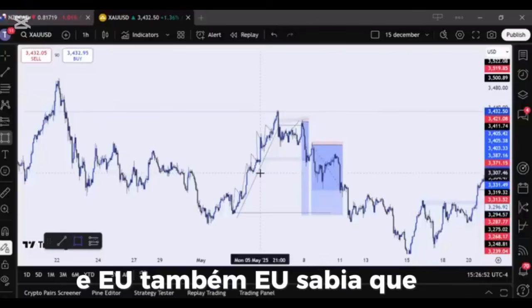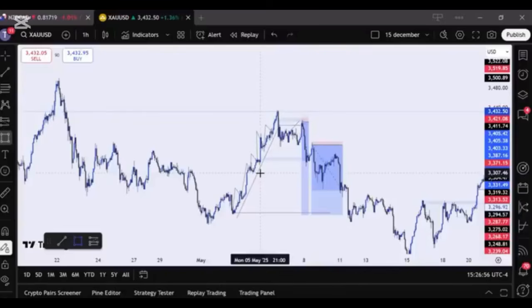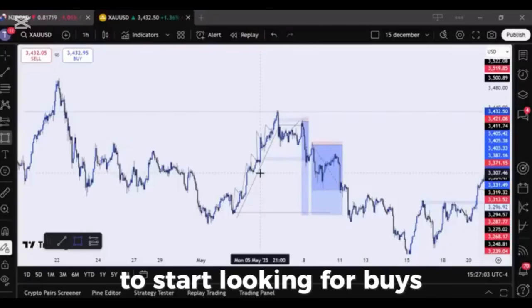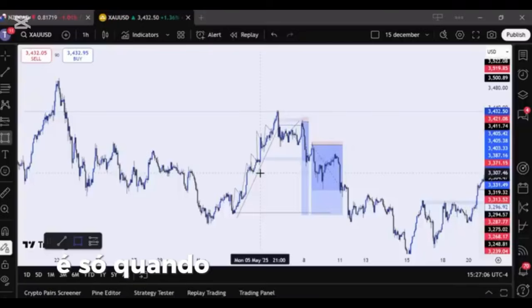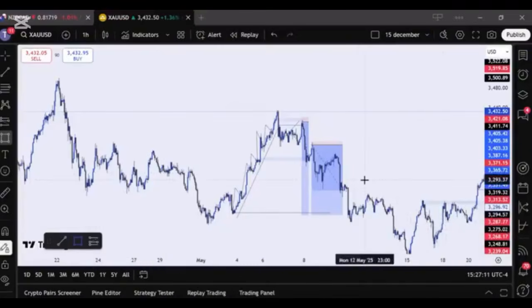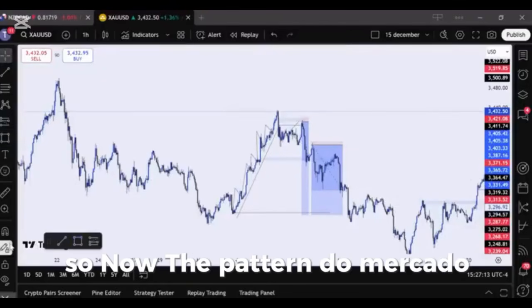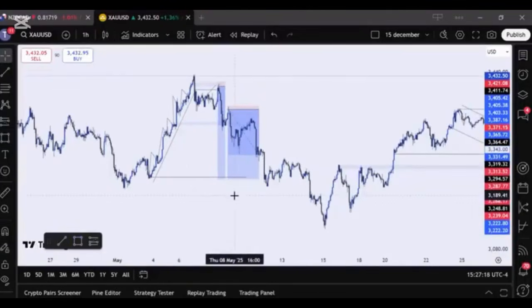And as I knew that yes, market is making trendline liquidity here, it is not proper. Since market has already started reversing and giving me my strategy that I trade for reversals, it's not proper to start looking for buys when market has not cleared the liquidity on the downside here. It's only when market clears that liquidity that you can now start looking for ways to reverse the market back to the upside.